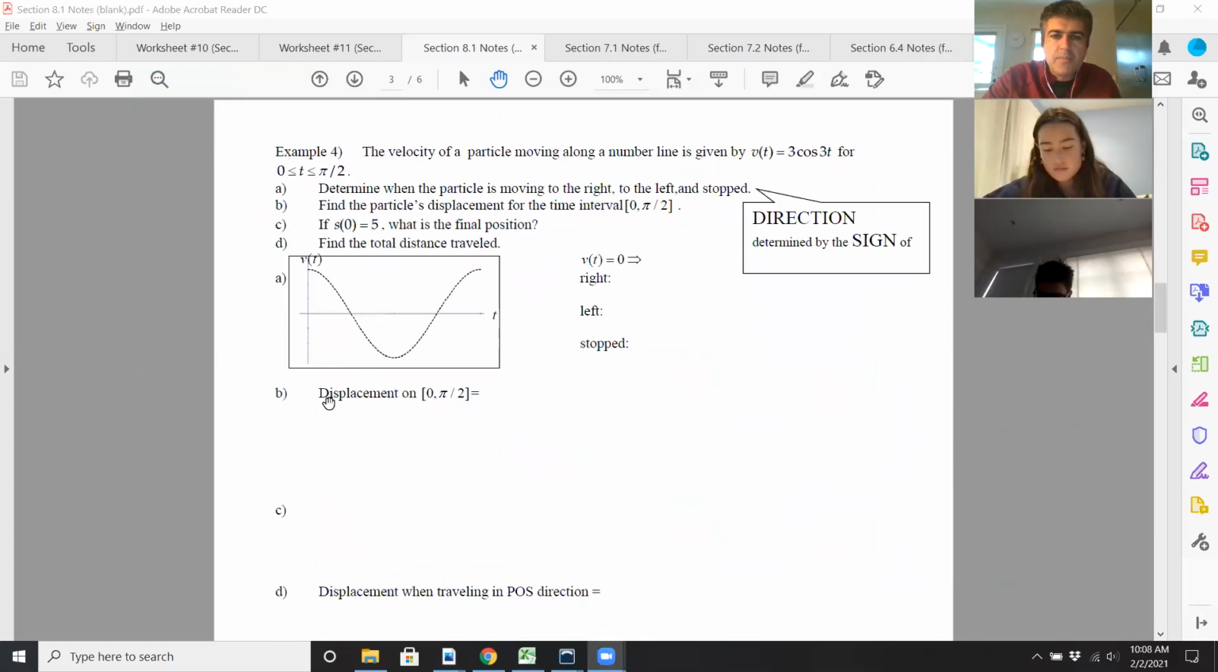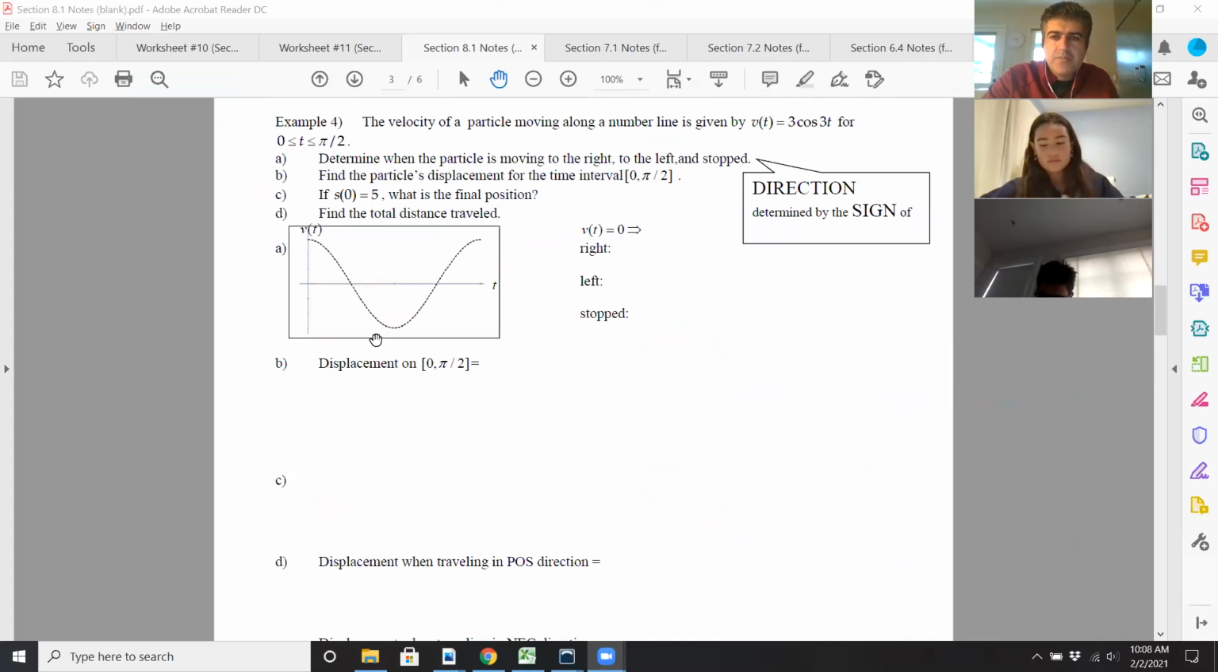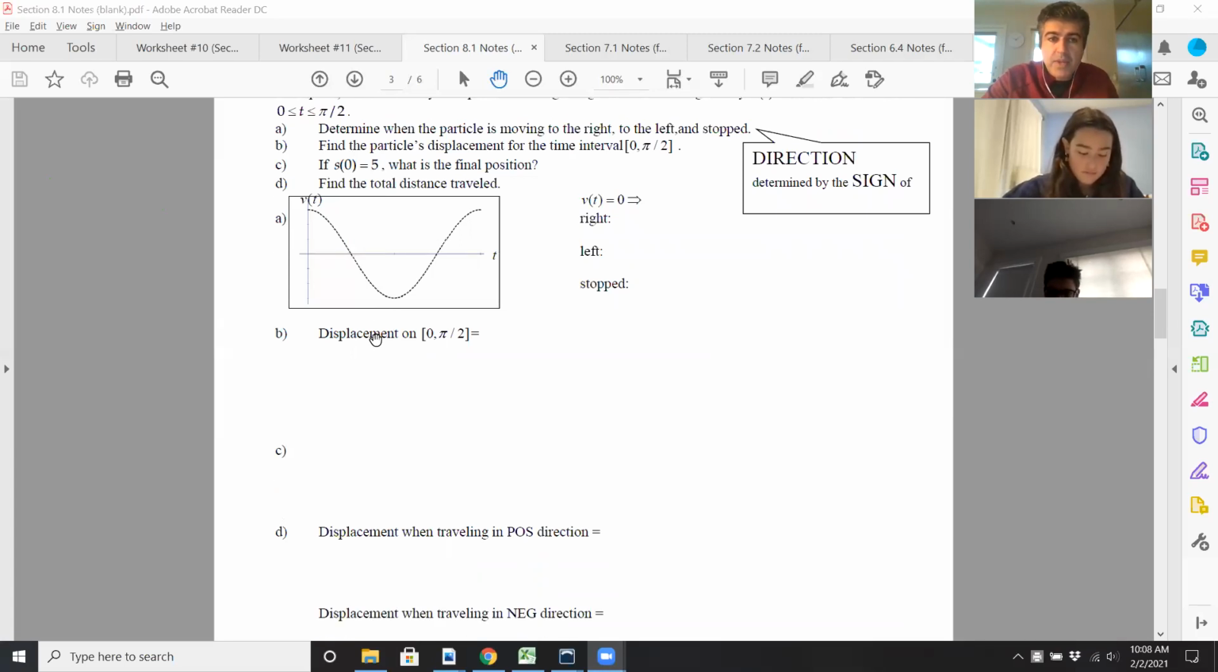Okay, let's do example 4. You have another velocity function. This time it's 3 times cosine 3t, on the interval from 0 to pi over 2. Determine when the particle moves to the right, to the left, and stops. Find the particle's displacement. Find the final position of the particle at pi over 2, when you have an initial position of s of 0 equals 5. And find the total distance traveled. Okay, so we're going to knock all these out pretty quickly.